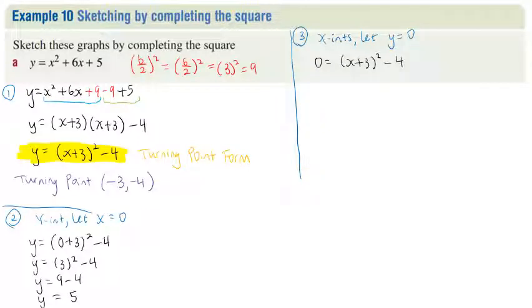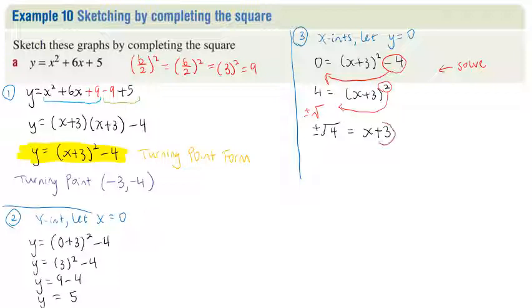And now what I do is I solve for x. So move everything to the other side. The opposite of minus 4 is plus 4. So I'll have 4 equals (x plus 3) squared. Then the opposite of squaring is plus minus the square root. So I'll have plus minus the square root of 4 equals x plus 3.